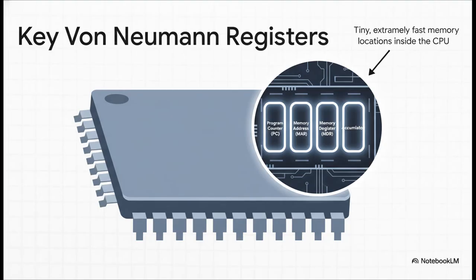Okay, so inside the CPU itself, there are these tiny, super fast memory spots called registers. Think of them like the CPU's own personal workbench, holding the exact bits of information it needs right at that very second. For your GCSE, there are 4 main ones you absolutely have to know. So let's break them down one by one.